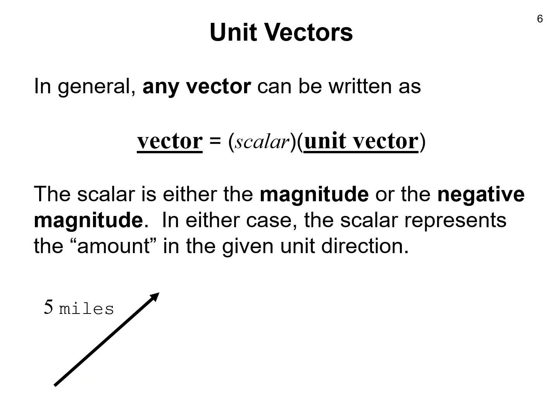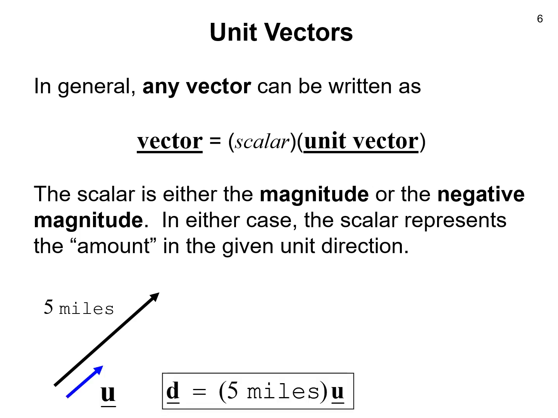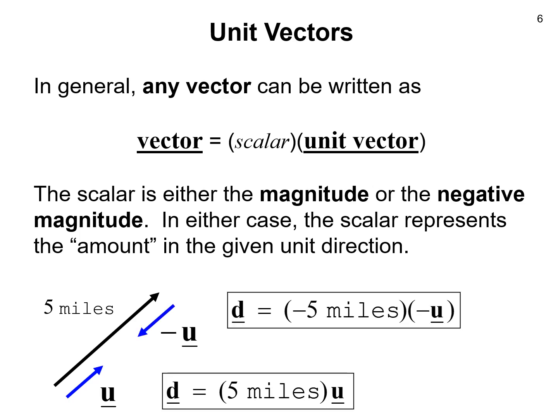In general, any vector is a product of a scalar and a unit vector. And typically, we often say the vector is a magnitude in a direction. And so, yes, that's the common way of thinking about it. This vector is 5 miles in the unit direction northeast. But for the sake of argument, we could also define the vector negative 5 miles in the negative u direction. And that would be equally correct and sometimes useful in cases that we'll see later.